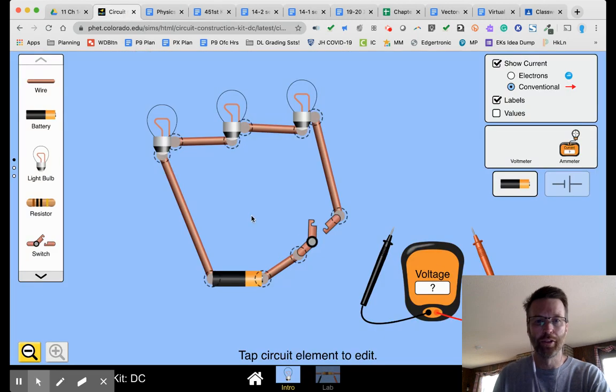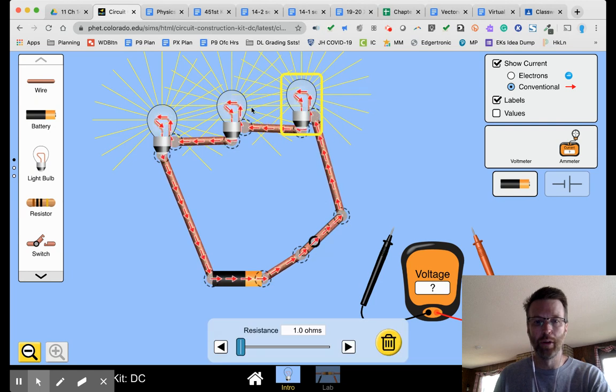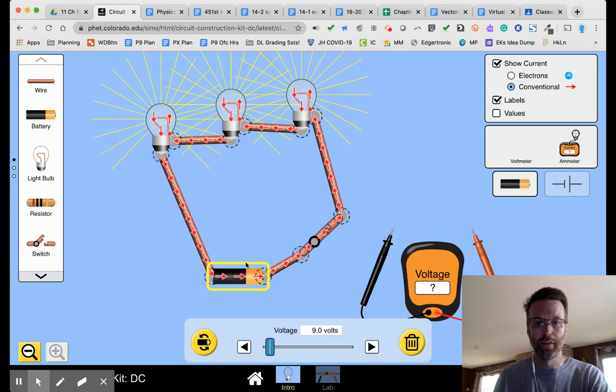Hey, here's a circuit. I made it. Let's turn on the switch. You got 3 bulbs. Those bulbs are all the same. I've set them up so those bulbs are 1 ohm. By the way, did you notice if you click on the bulbs, it'll tell you their resistance? And I've set up the battery to be 9 volts. So my question for you is this.